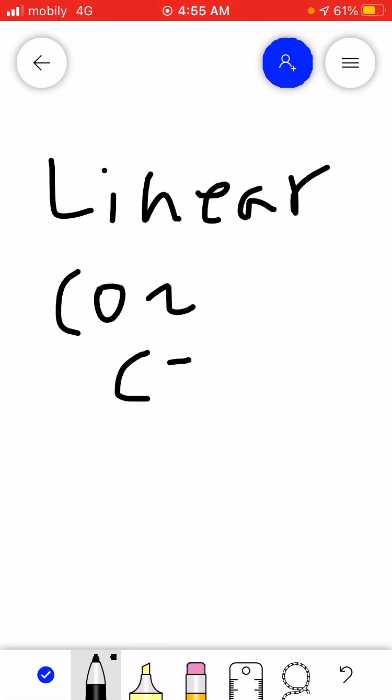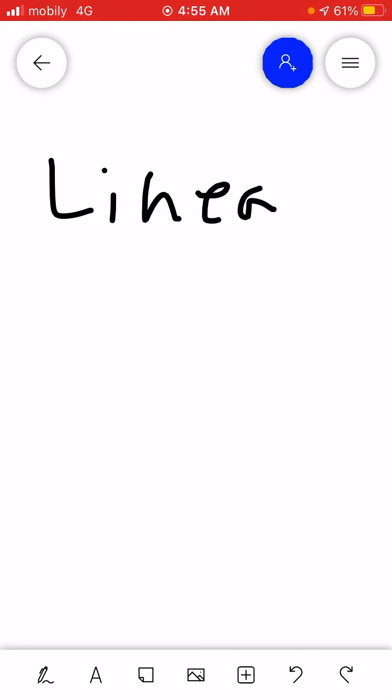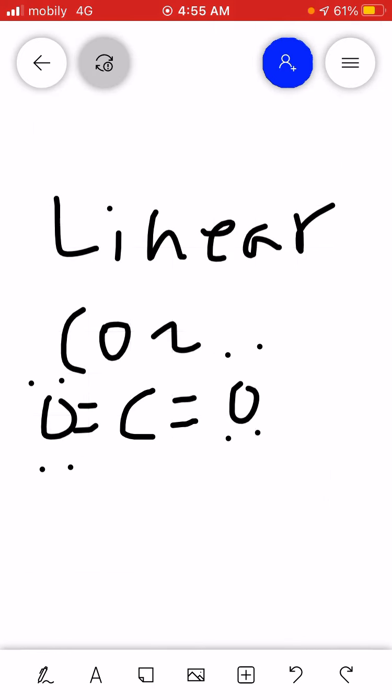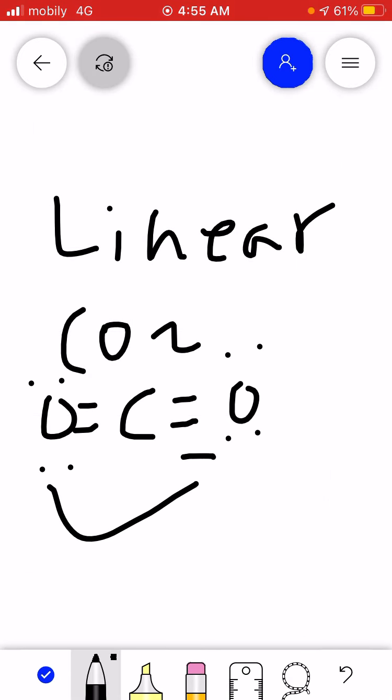First, why do we say it's linear? Not only is it symmetrical, that means it's going to cancel out. It's also 180 degrees. So that's why it's linear.